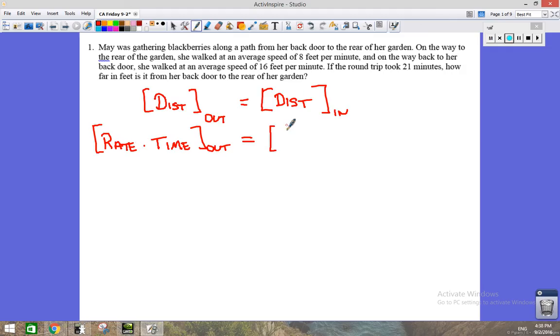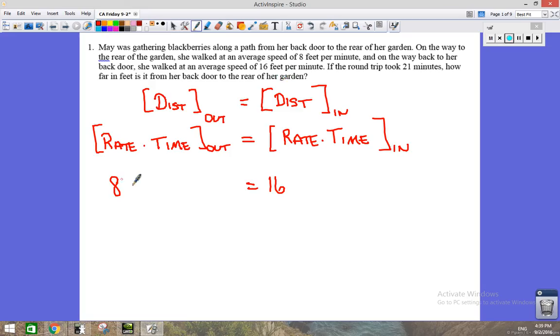And we look to see if there's information about her rate and her time as she returns to the back door, as she returns to the house to go inside the house. Alright, so when she's picking berries, she's walking at 8 feet per minute. She's walking back to the house 16 feet per minute. Now, I don't know the time that she walked out to the garden, nor do I know the time that it took for her to return, but I do know the total time.